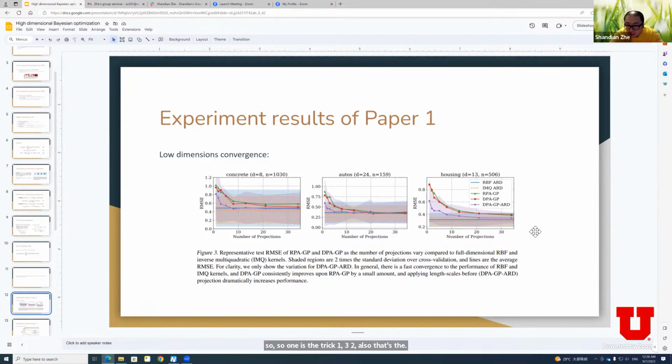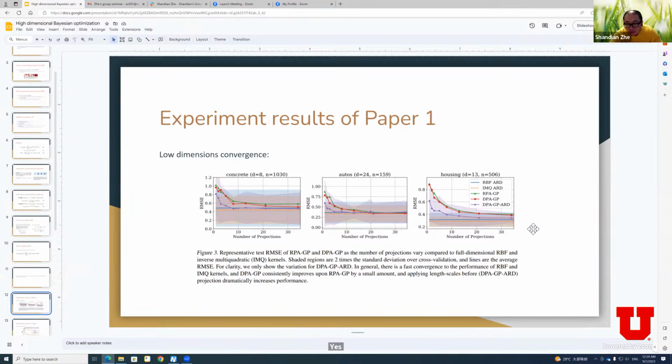Trick one is the red line. Sorry, which one is the trick one? Is DPA the red one? The green line is the one with no trick. The red line is the one with the diversified trick. And the purple line is with all tricks. Is the purple line the ARD trick, or with ARD and diversified? So they do two. Oh really? That's weird, right?